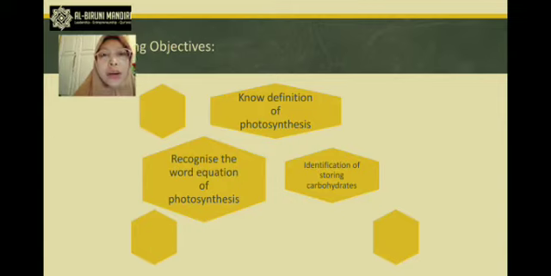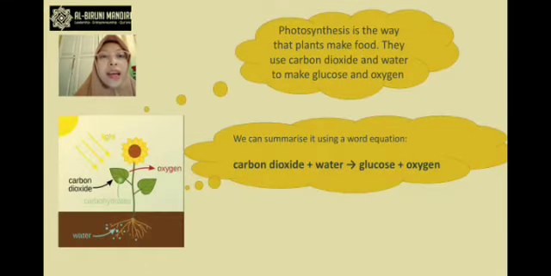I think you know what the definition of photosynthesis is. And the second, recognize the word equation of photosynthesis. The word equation is how the reaction of photosynthesis happens. And then identification of storing carbohydrate, because the result of photosynthesis makes glucose or carbohydrate. And then next, this is the picture.